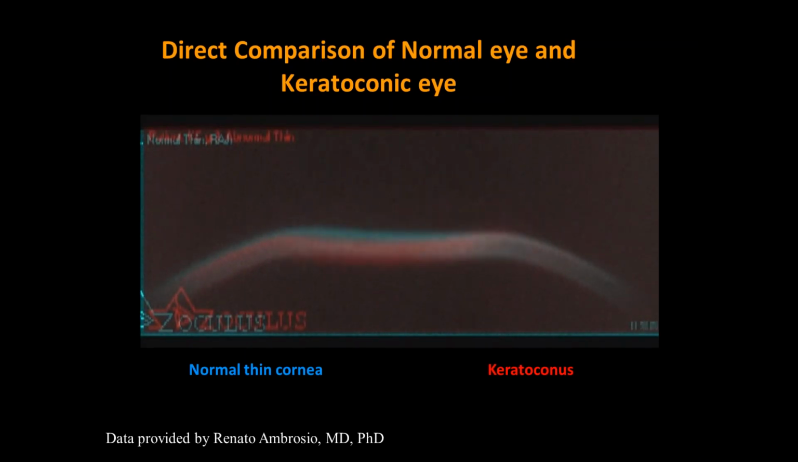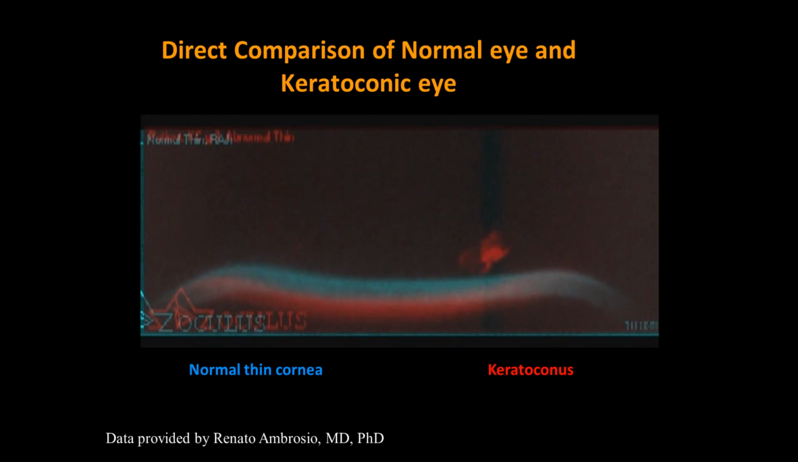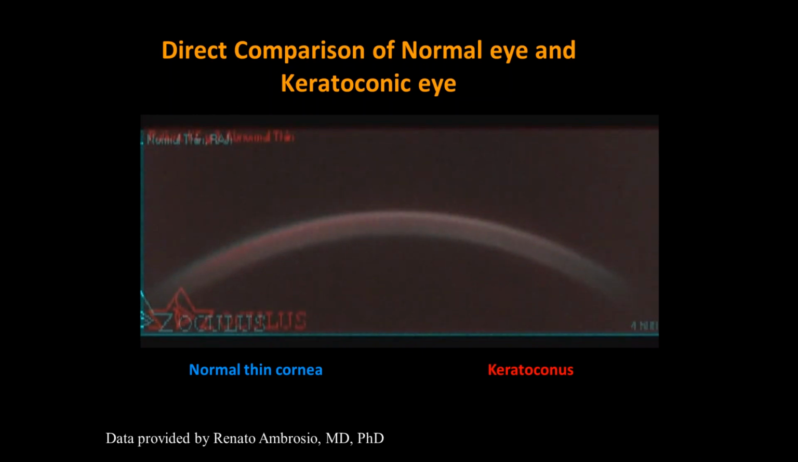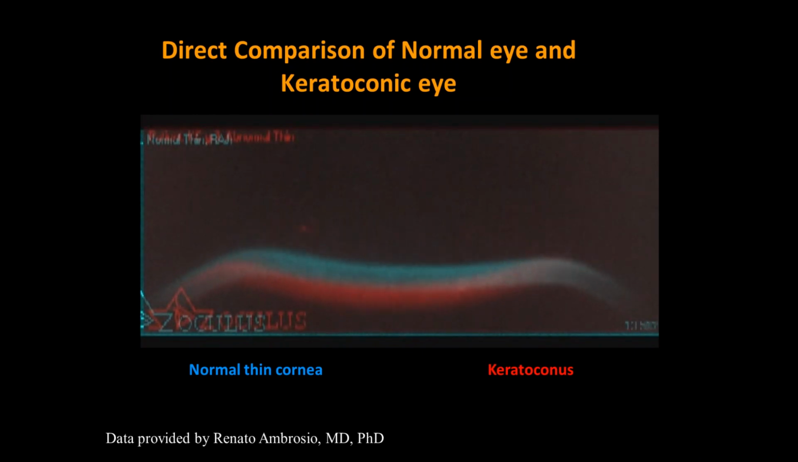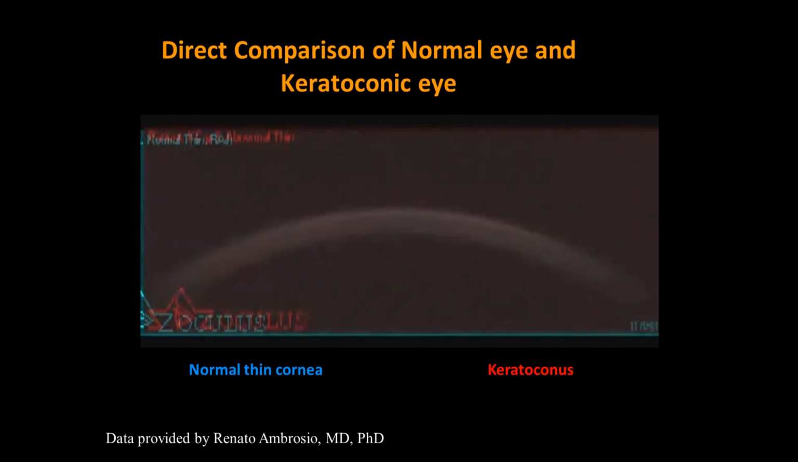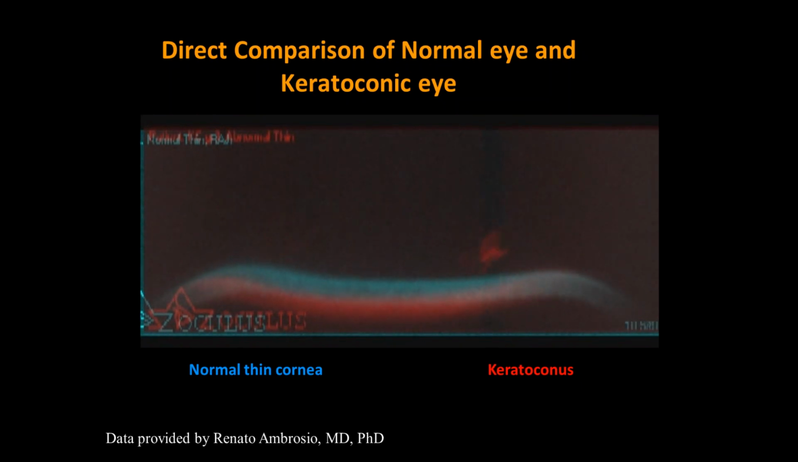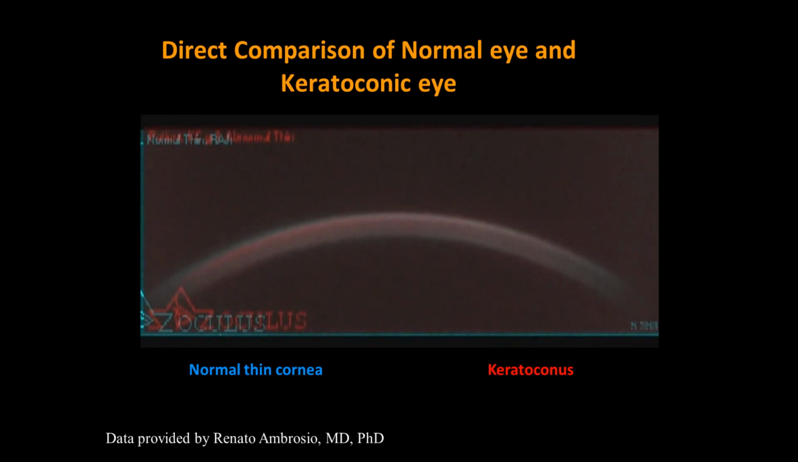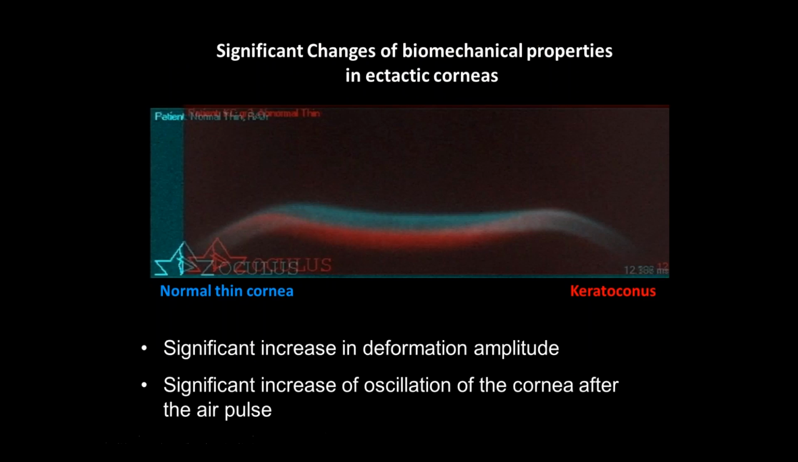Here we can see two Corvus videos superimposed one on top of the other, and take a look at the difference between a normally thin cornea and an equally thin but keratoconic cornea. Do you see how the deformation from the puff is much greater in the keratoconic cornea? And the other thing that happens, if you look carefully, is kind of like the jiggle in its return back to its normal state is greater as well. So we see in keratoconic corneas a significant increase in the deformation amplitude and an increase in the oscillation of the cornea after that air puff.